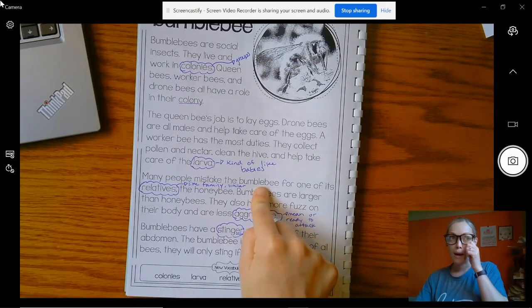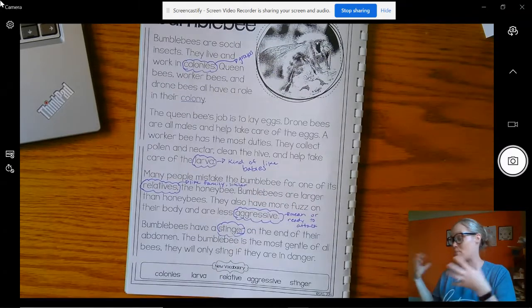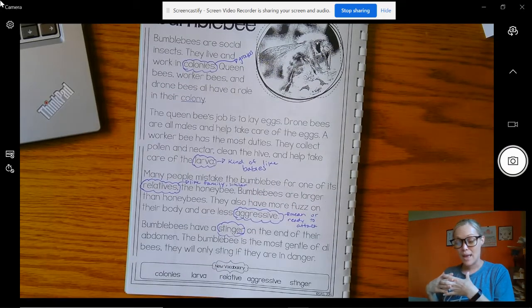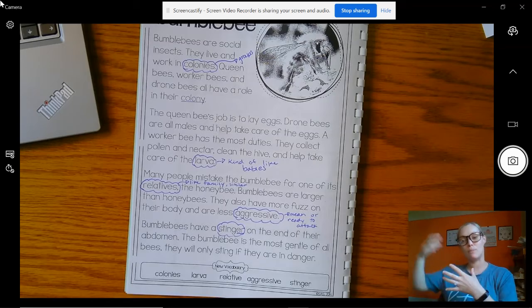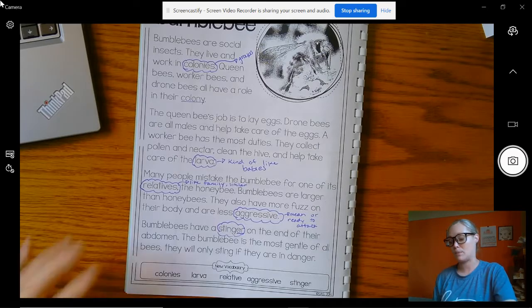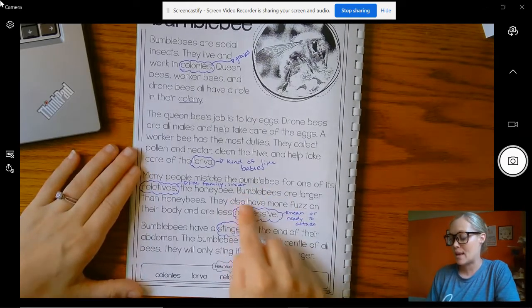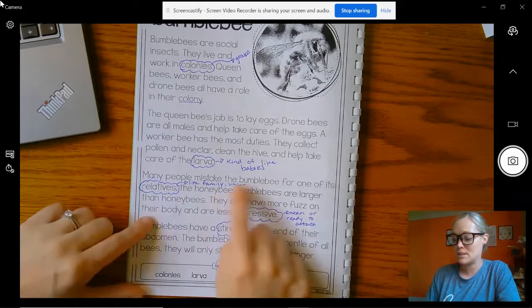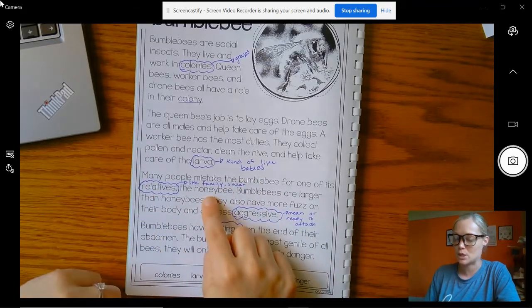So like thinking about your families. So I have my little family that lives here, and I'm similar to my mom and my dad and that family, but I'm now my own new little family. So we have bumblebees and honeybees. So you don't want to mistake those. Honeybees look similar, but they're not the same.